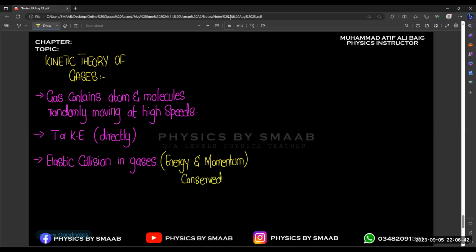Because if these quantities remain conserved, it is very easy to understand and to derive the concept, right? If there are multiple variations, it will be a very advanced concept, right? You would need to solve each and every detail related to that concept. So that's why we consider that gas molecules are in elastic collision, right?